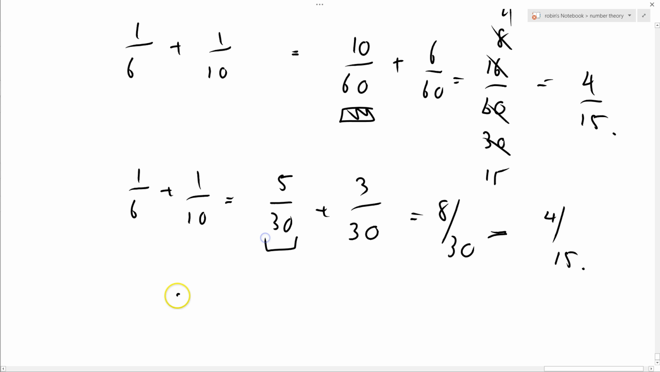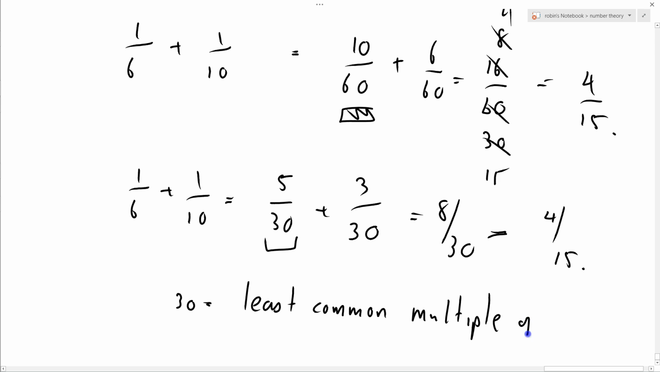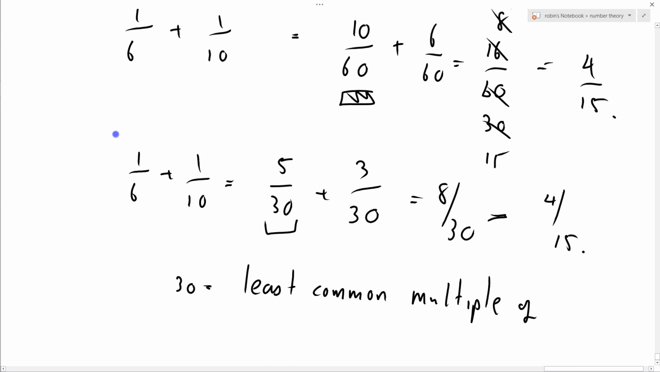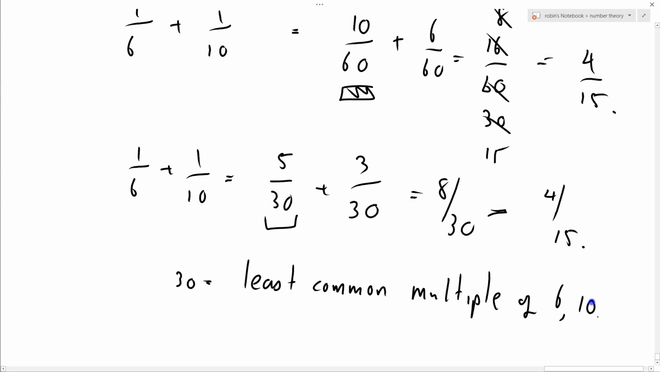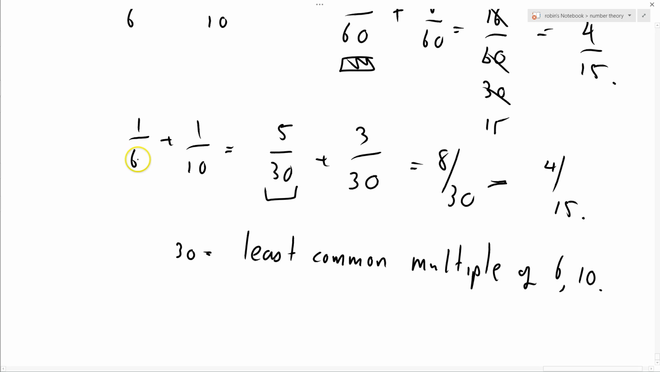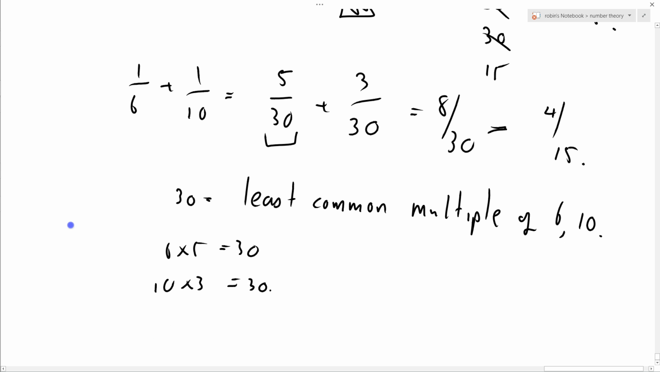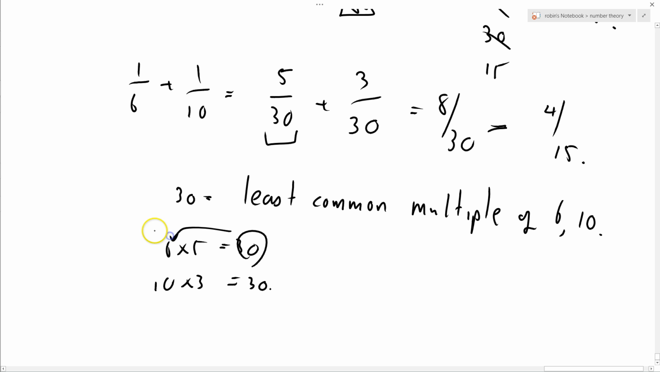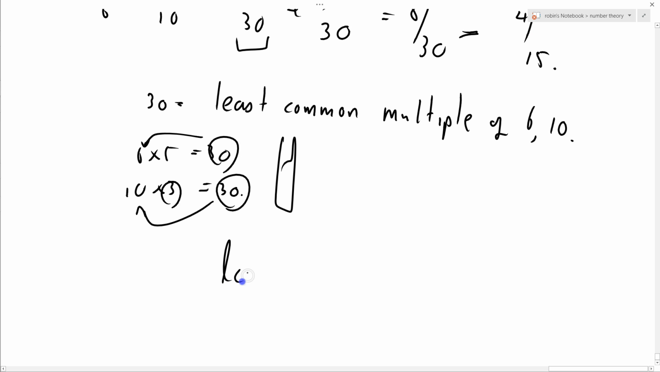This 30 here is the least common multiple of 6 and 10. So it's a multiple of 6 and 10, and of course 6 times 5 equals 30, and of course 10 times 3 equals 30 as well. So 30 is a multiple of 6, it goes in 5 times, and 30 is a multiple of 10, it goes in 3 times. So this is called the least common multiple.